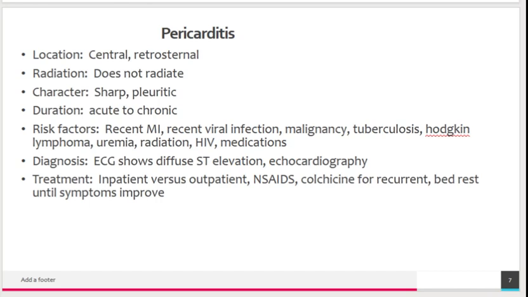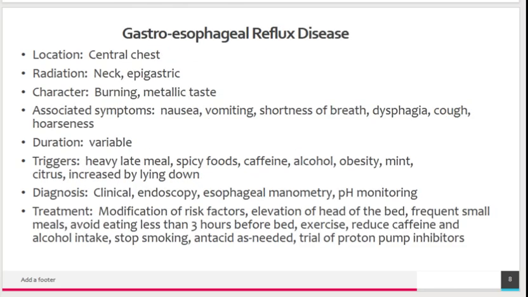Lastly, we will discuss a non-cardiac but very common condition that can also present as chest pain, which is called gastroesophageal reflux disease. It is very important to rule out cardiac causes once we are suspecting GERD. Management comprises modification of risk factors, exercise, and medications such as proton pump inhibitors.